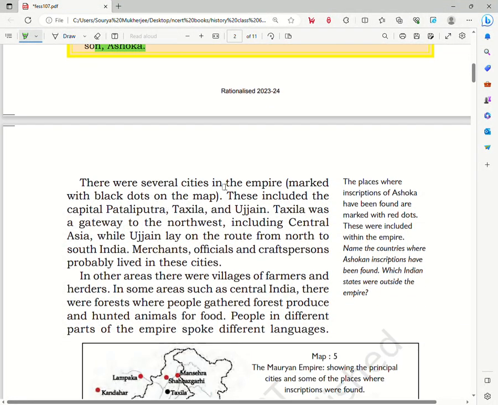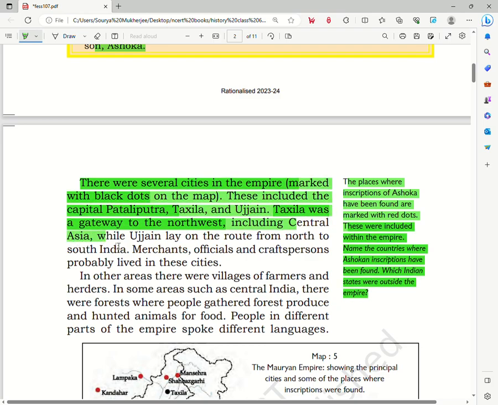There were several cities in the empire marked with black dots on the map. These included the capital Pataliputra, Takshila, Ujjain. Takshila was the gateway to the northwest, including Central Asia, while Ujjain lay on the route from north to South India. Merchants, officials, and craftspersons probably lived in these cities.